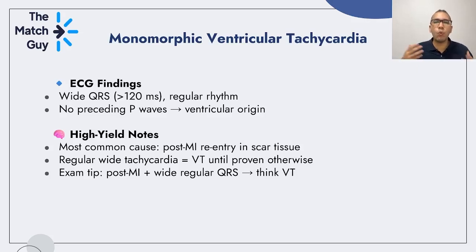Okay. On ECG, regular wide complex tachycardia, this is monomorphic ventricular tachycardia until proven otherwise. And they will ask you, what is the next step in management? The next step is immediate synchronized cardioversion if the patient is unstable. But if the patient is stable, you can start with IV amiodarone, okay?